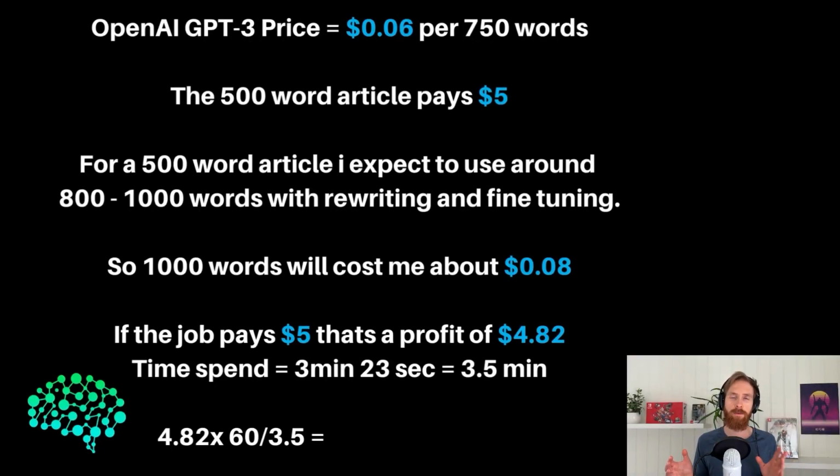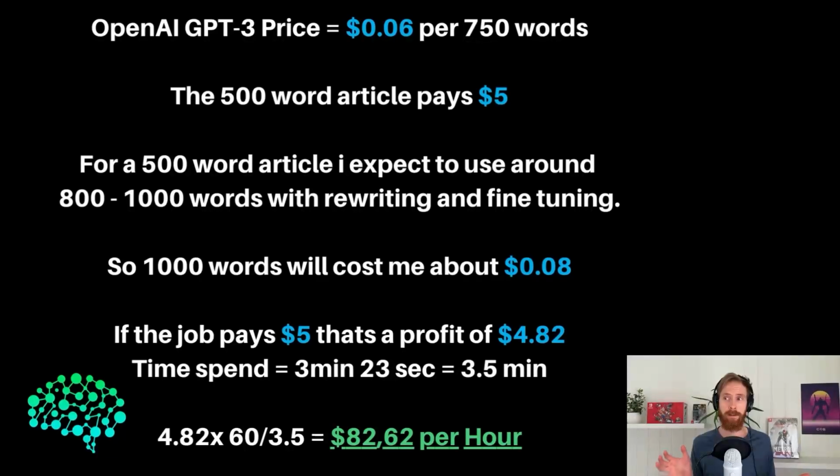And in this case, we are not counting the admin time, like the Upwork time to find a job and deliver the job. But just the job was 3 minutes and 23 seconds. So we round that up to about 3.5 minutes. We take $4.82 times 60 divided by 3.5. And that gives us an hourly rate of $82.6. So I'm very happy with that. I think that was a very efficient job.